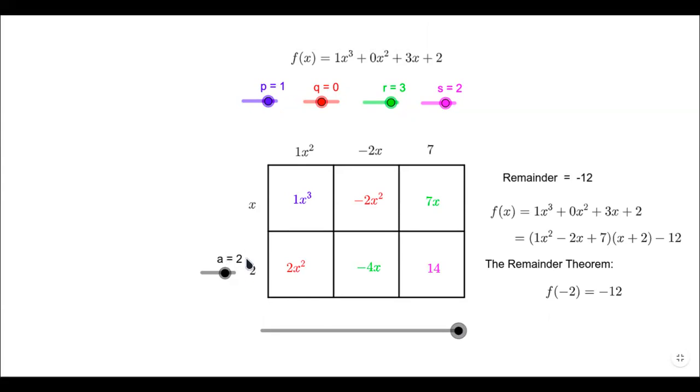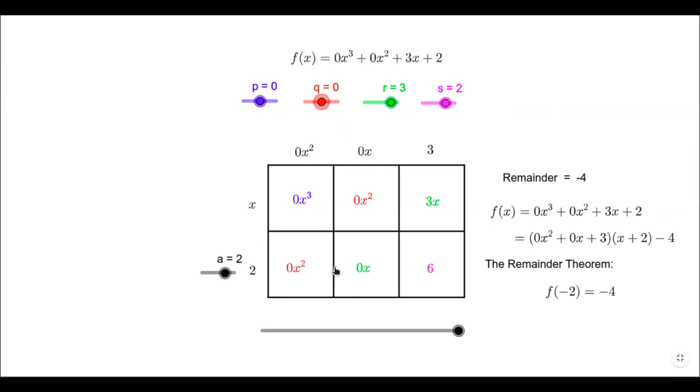So I have equal to 2, 1x cube plus 0x square plus 3x plus 2. That is, p 1, q 0, r 3. So p, q, r, s. You can construct any polynomial by changing the values of p, q, r, s based on the degree. Then you can go with this, the linear polynomial, and then I can demonstrate.